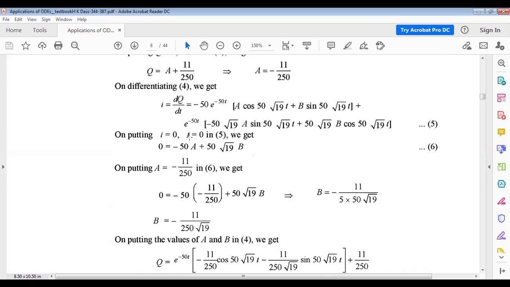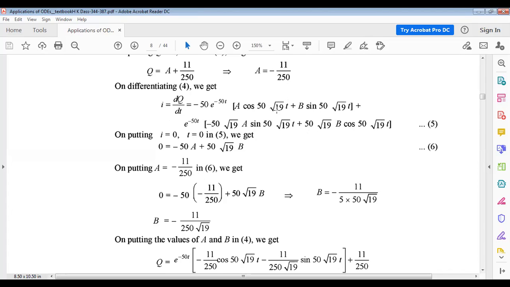Now on putting I equals to 0, t equals to 0 in equation 5, because this is our given initial condition. So if I equals to 0, then t equals to 0. Putting t equals to 0 in the whole of equation 5, e to the power 0 means 1. So minus 50, and a equals to minus 11 by 250, given. Okay, so cos 0 is 1.